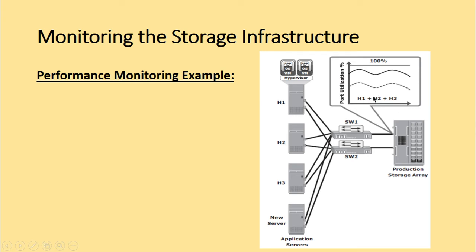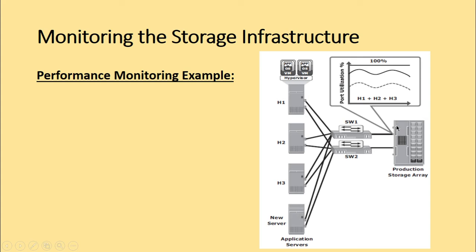If the port utilization prior to deploying a new server is close to 100%, then deploying a new server is not recommended because it might impact the performance of the other servers. However, if the utilization of the port prior to deploying the new server is closer to the dotted line, that is this line, then there is room to add a new server.